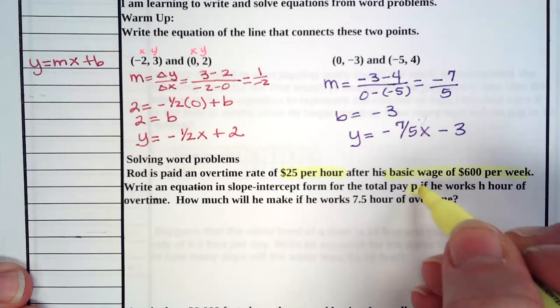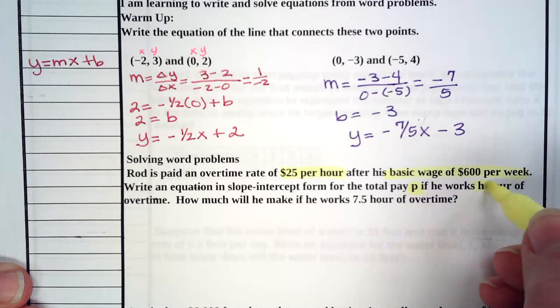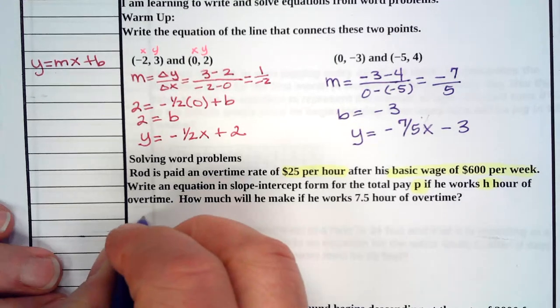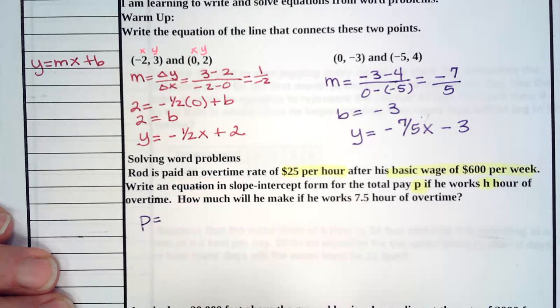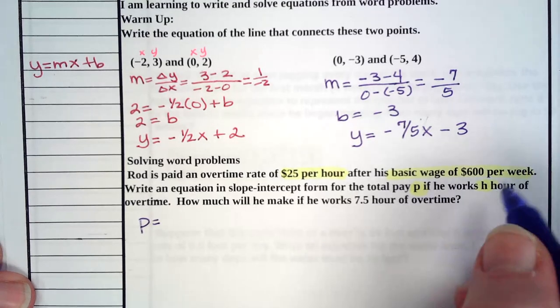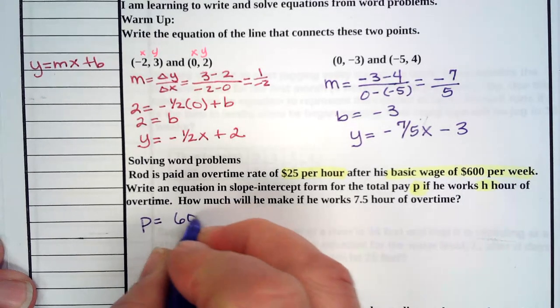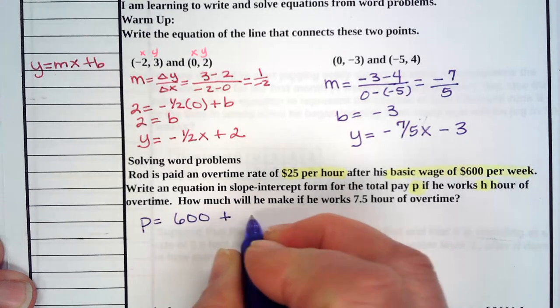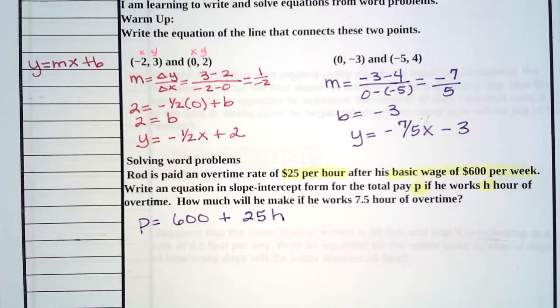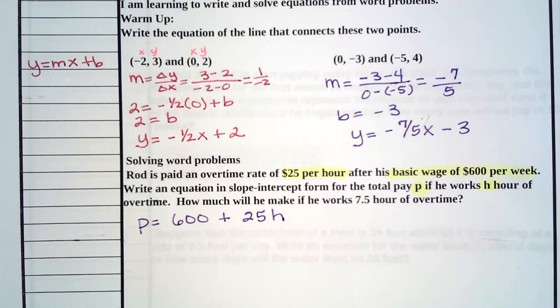So, Rod is paid an overtime rate of $25 per hour after his basic wage of $600 per week. We know that P is the total pay, and H is the number of hours. So our total pay is equal to, what does he start with? $600. To that he will add $25 for each hour that he works.